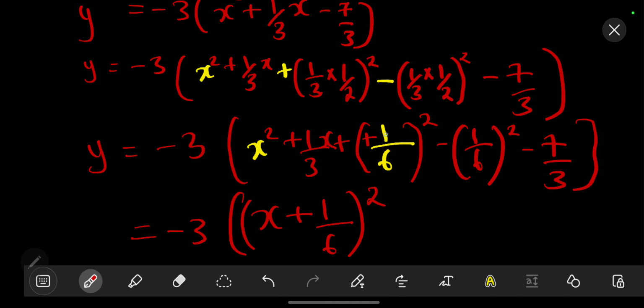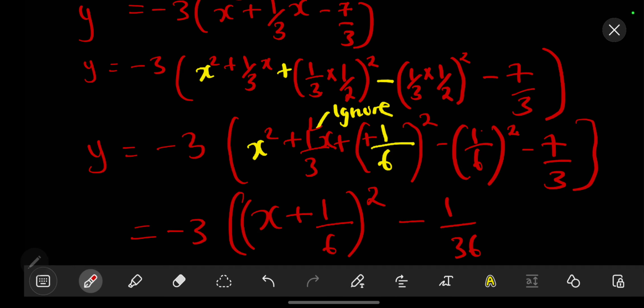Just pick what is inside. They both have a square, throw it outside. Then this one, what you're going to do with it is you're going to ignore. You're just going to ignore that. Then you're going to have minus. Then here just find what 1 squared is, 1 over this 6 squared gives us a 36, like that.